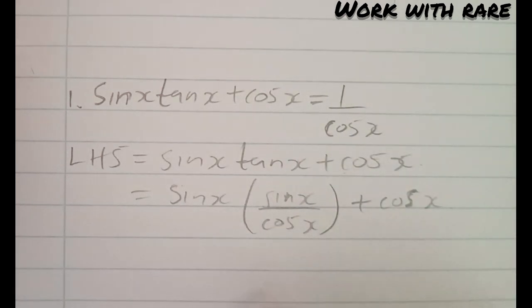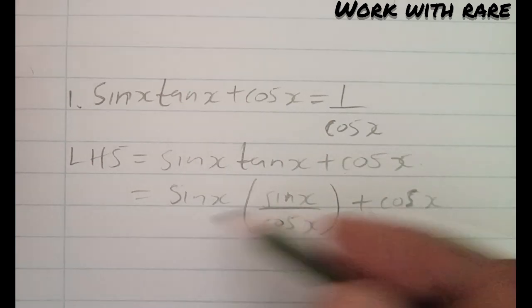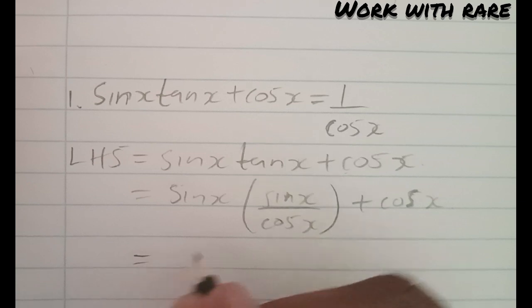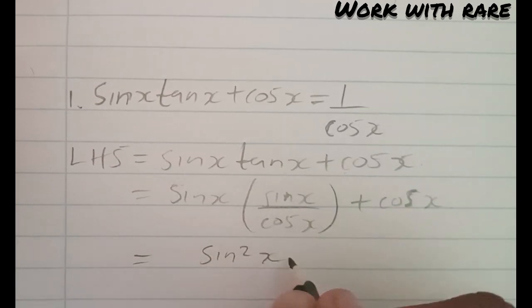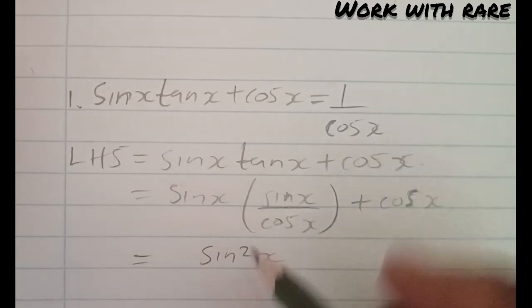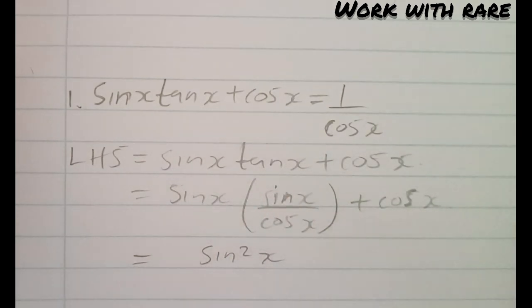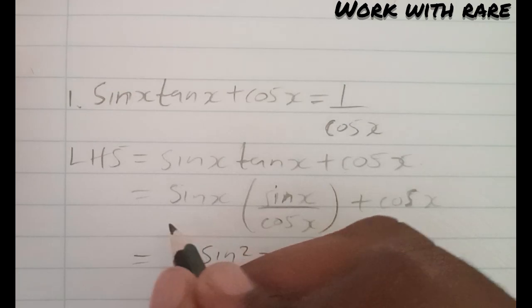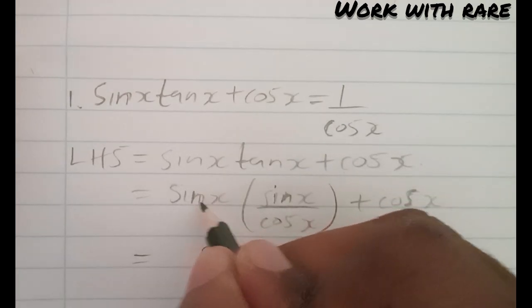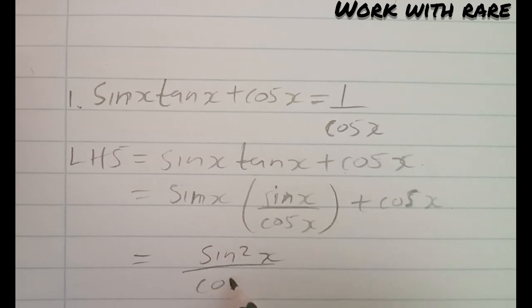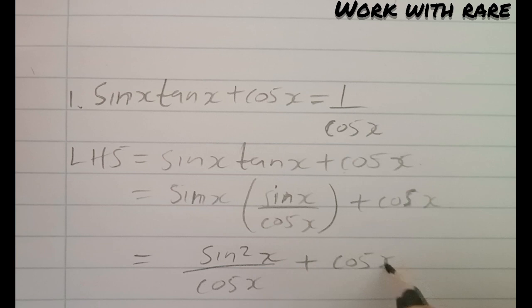Now I have to break this bracket, so I'll say sine x multiplied by sine x over cos x will be sine squared x. Why squared? Because sine multiplied by sine is sine squared, because we have two sines. I hope you all see my handwriting, and this will be cos x plus cos x.